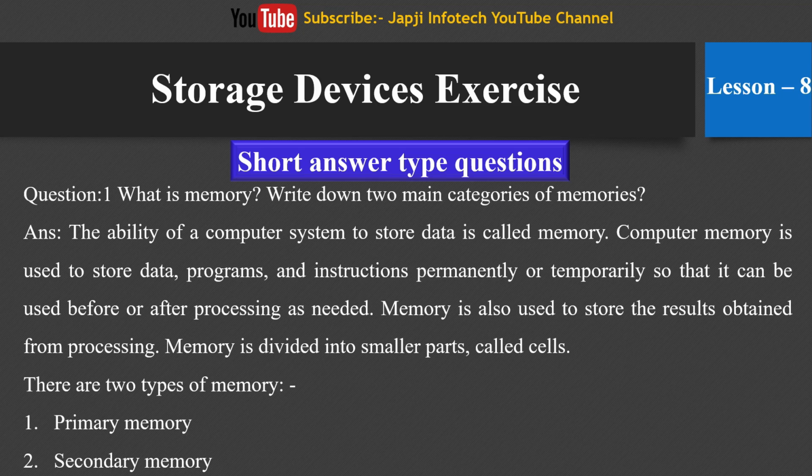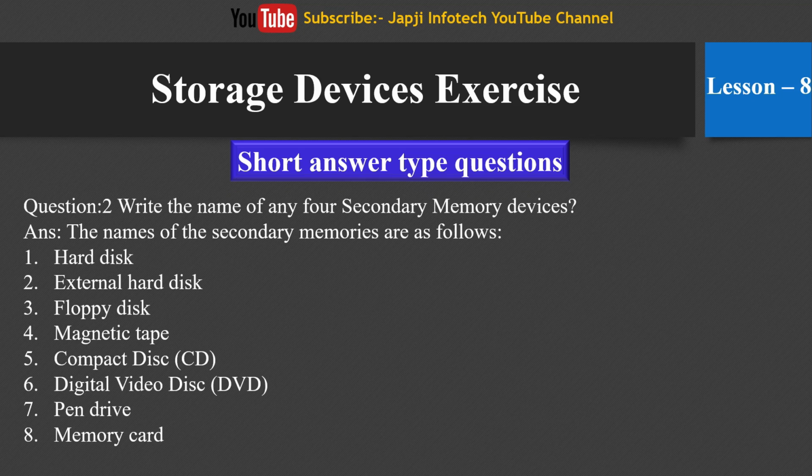So there are two types of memory. The first one is primary memory, and the second one is secondary memory. And the second question is write the name of any 4 secondary memory devices. So the names of the secondary memory are as follows. The first one is hard disk, second one is external hard disk, third one is floppy disk, fourth one is magnetic tape, fifth one is compact disk, sixth one is digital video disk, seventh one is pen drive, and the last one is memory card.